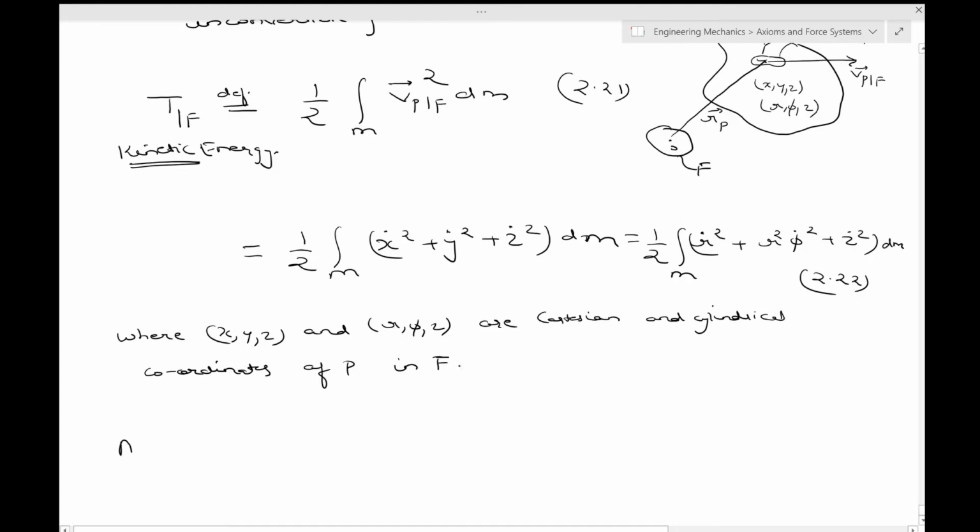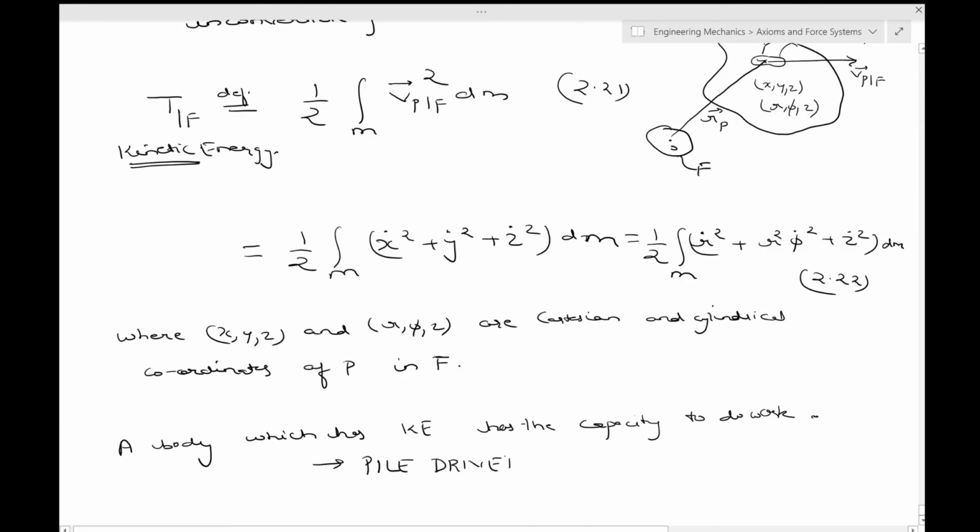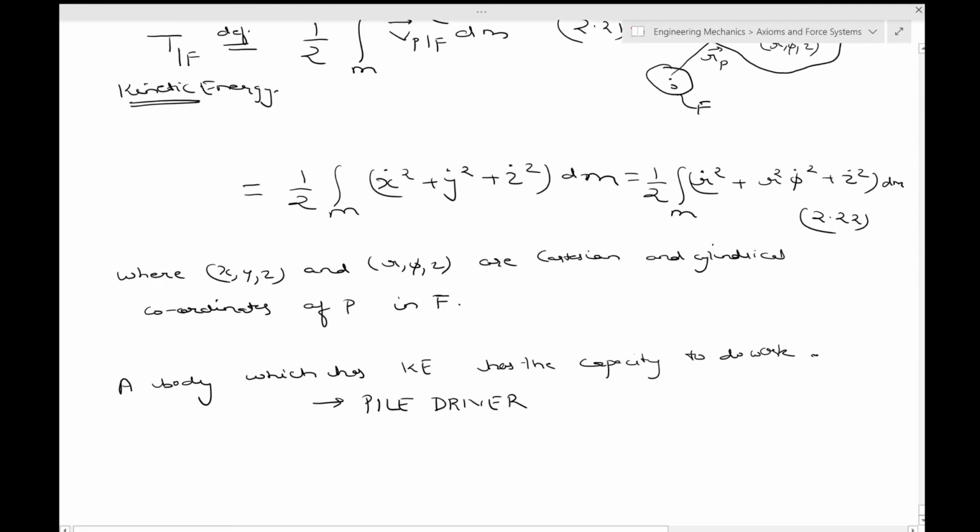So a body like this one, which has kinetic energy, has the capacity to do work. You already know what work is: there is some displacement of the point of application of force. One example of this is a pile driver. Please look up what a pile driver is, how it works, and how its having kinetic energy means that it has the capacity to do work. It's normally used for drilling and other such purposes.